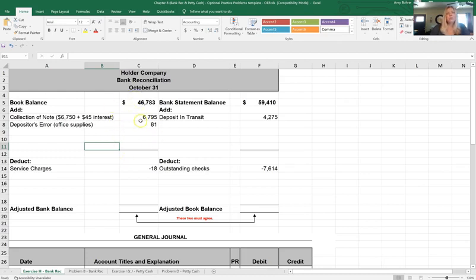Because once we're done with the bank reconciliation, then we're going to come through and make adjusting journal entries for all these things on the book side that we found. And in that case, we're going to need to increase our cash account because that check was recorded for too much. So we decreased our cash by too much. And we recorded our office supplies expense by too much. So we'll need to make an adjusting journal entry to adjust both of those, our cash and our office supplies.